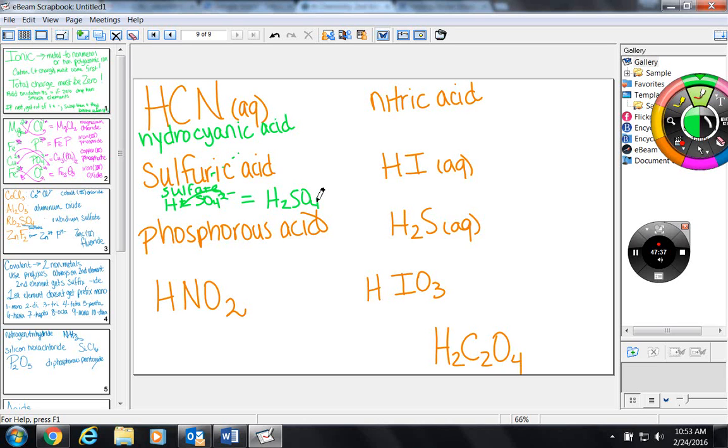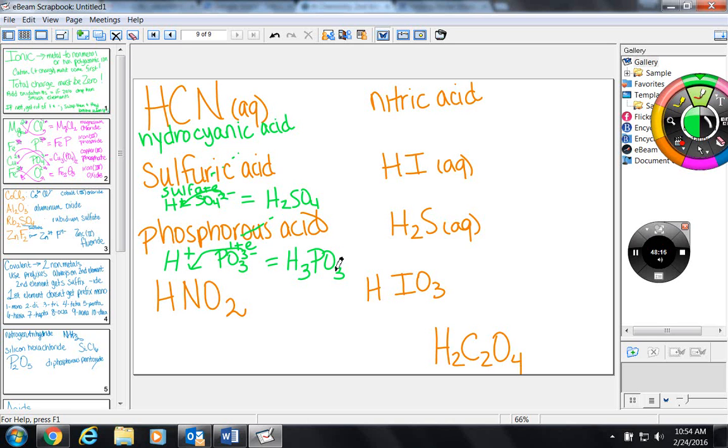Phosphorus acid. It ends in ous, so I take off the ous, and it becomes phosphite, PO3 negative 3. I have to add an H to make it an acid. That doesn't add up to zero, so I move the 3 over, just like I did in ionic. So I have H3PO3.